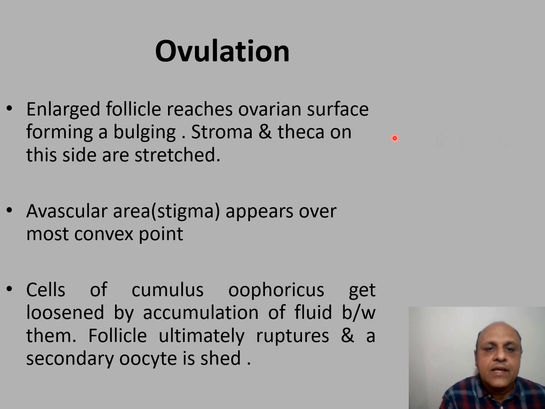Now ovulation, how does it take place? The enlarged follicle reaches the ovarian surface forming a bulging. The stroma and theca on this side are stretched. So an avascular area called stigma appears over the most convex point. Cells of cumulus oophoricus get loosened by accumulation of fluid between them. The follicle ultimately ruptures and a secondary oocyte is shed. So when the ovarian follicle ruptures, what is shed? Secondary oocyte.